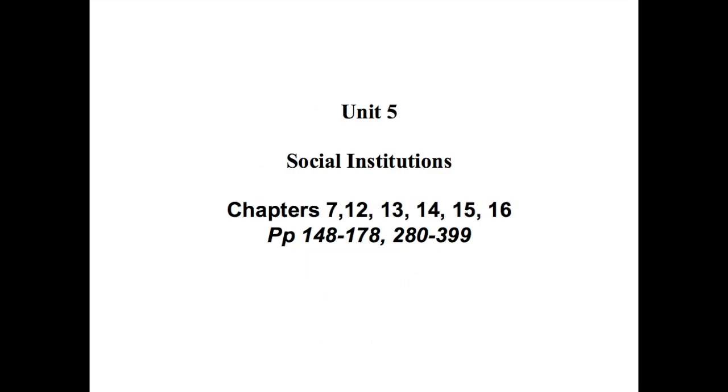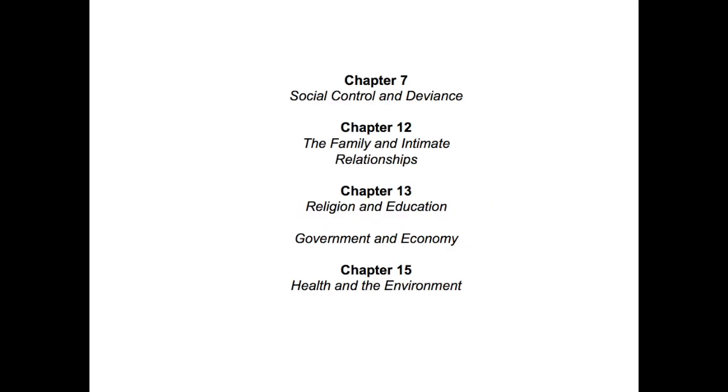The 5th unit that we will study is social institutions. This also is covered in a number of chapters in the textbook. On the next slide, we see social control and deviance. Social control, the police system and the court system, helps to keep peace and to control people. Family, religion and education, government and economy, health and environment. These are all different aspects of the social institutions that we will study.